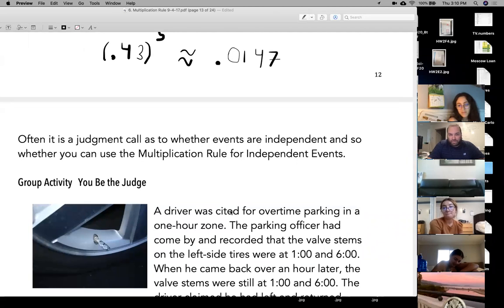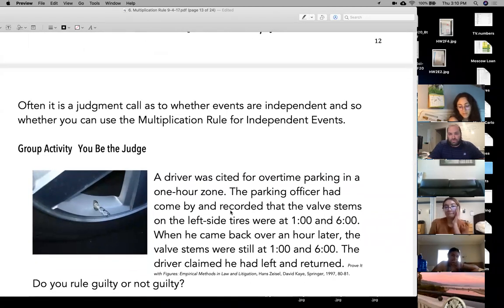Then it says, often it's a judgment call as to whether events are independent and whether or not you can use the multiplication rule. Okay? Because you're only allowed to use the multiplication rule if they're independent. If not, you can't do it.